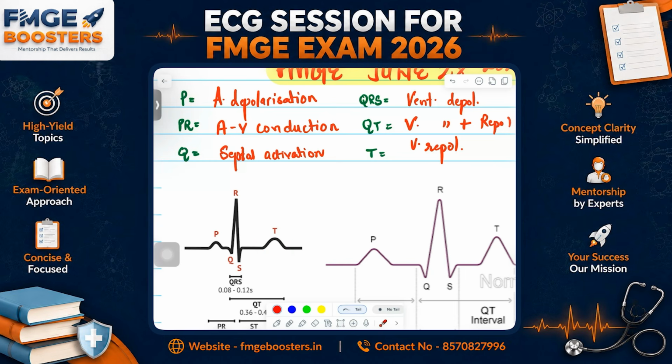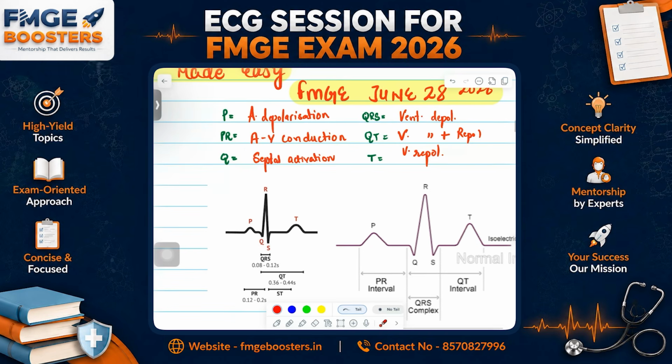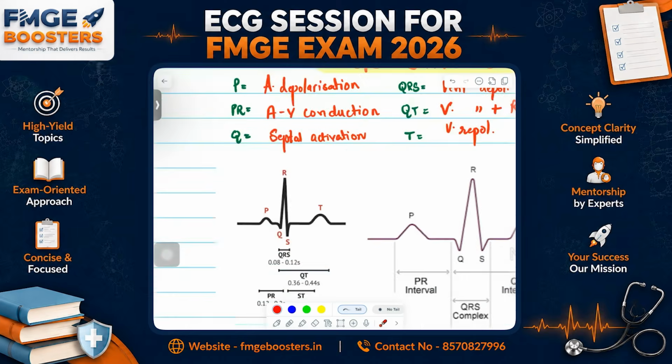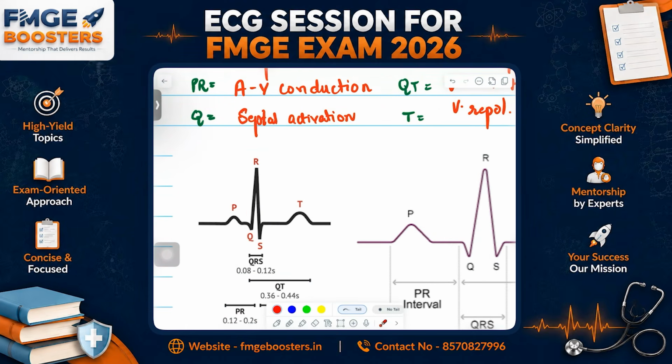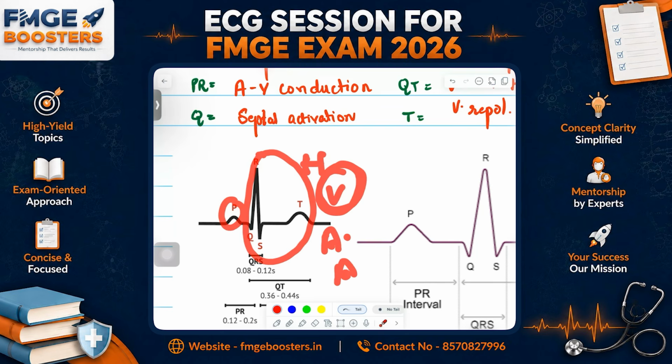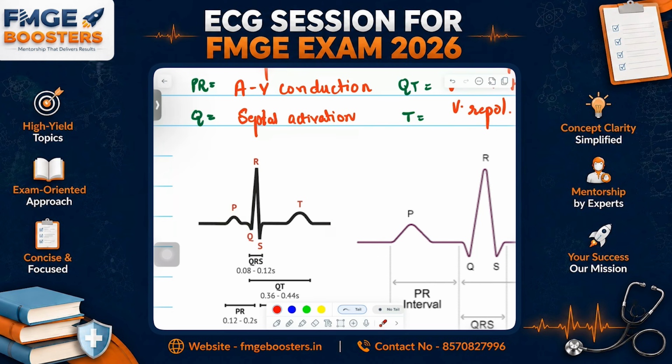Now, the QT is the complete ventricular phase. So it is ventricular depolarization plus repolarization. Clear everyone? The complete QT phase is nothing but the ventricular phase in which depolarization and repolarization both are happening. Why I'm telling you this is that in ECGs, if P is normal and just T is disturbed, it means it is a ventricular problem. So atrial options will be ruled out. That's why it is important to know this thing.